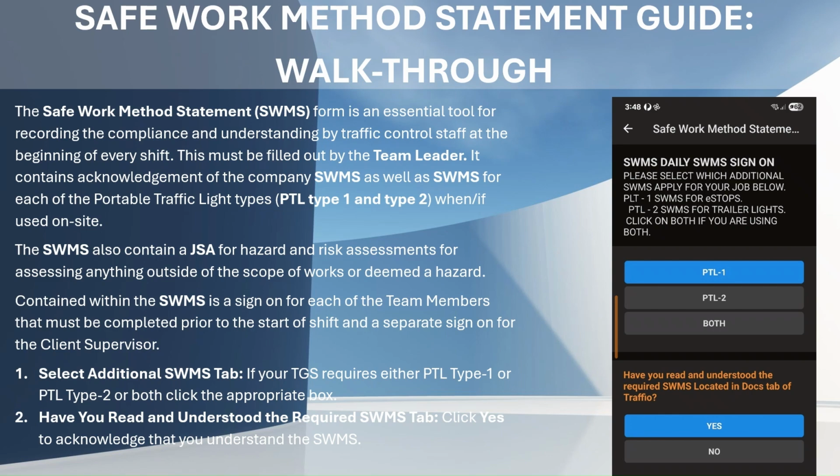Select additional SWMS tab. If your TGS requires either PTL Type 1 or PTL Type 2 or both, click the appropriate box. Have you read and understood the required SWMS tab? Click Yes to acknowledge that you understand the SWMS.